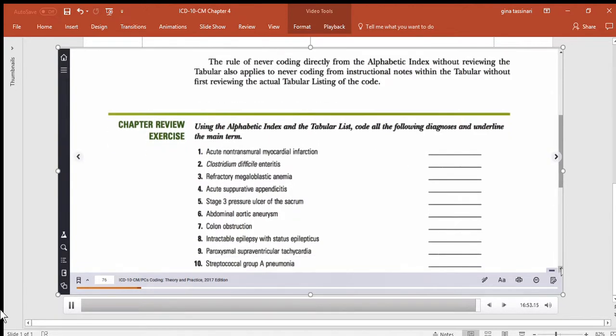So this is the overview of Chapter 4. If you have any questions, please post them out on the discussion board, or you can course message me, and I wish you happy coding.